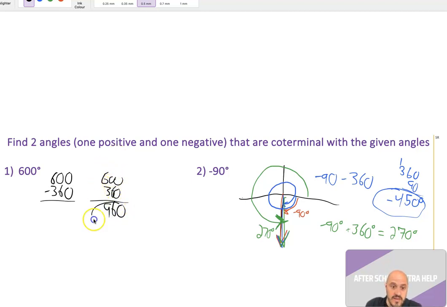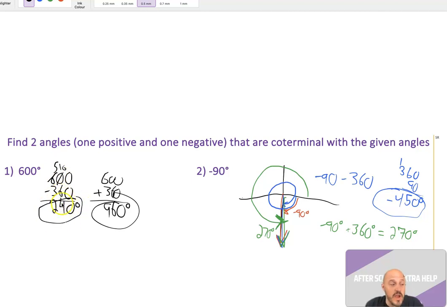So if I add these, I get 960. Again, did I really need to do this? Probably not, right? 960, that's one positive coterminal angle. Well, here's another one too, right? If I'm subtracting over here, and I'm going to make sure I do my math correctly, I get 240 degrees, right?